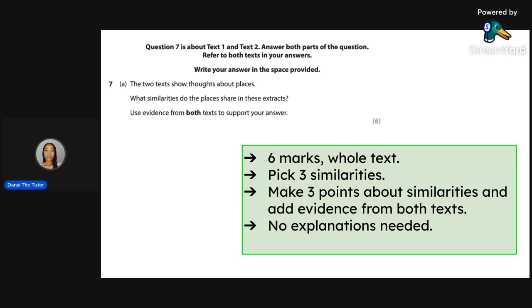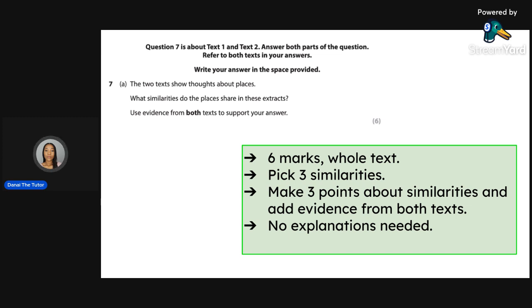And then we move on to question 7, divided into 7A and B. For these questions, you are looking at both texts, and you need to refer to both texts in those 2 questions. So for 7A, you are focusing on similarities. This question is worth 6 marks. You look at the whole text and you simply pick 3 similarities that the texts share. You make 3 points about the similarities and you add evidence from both texts.